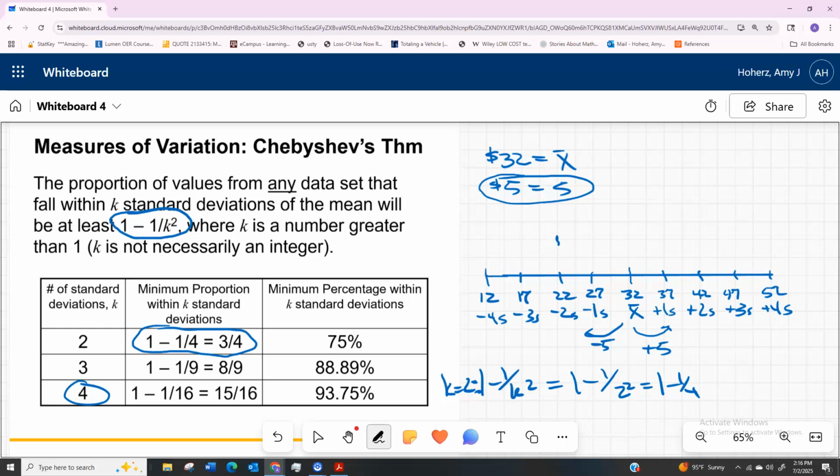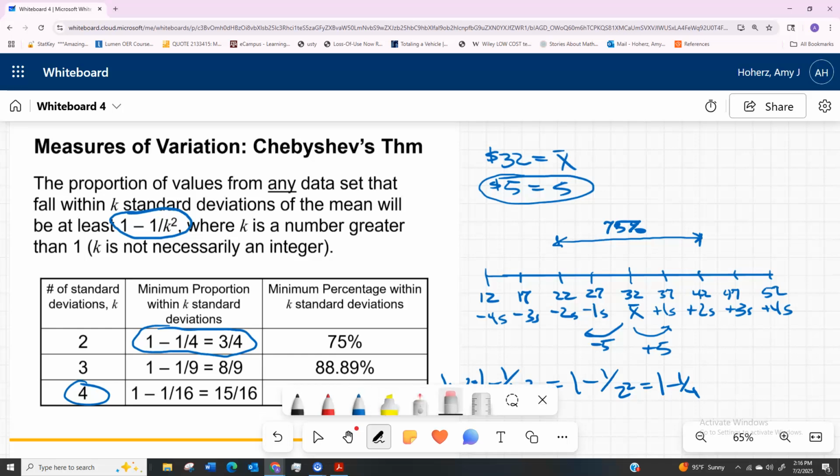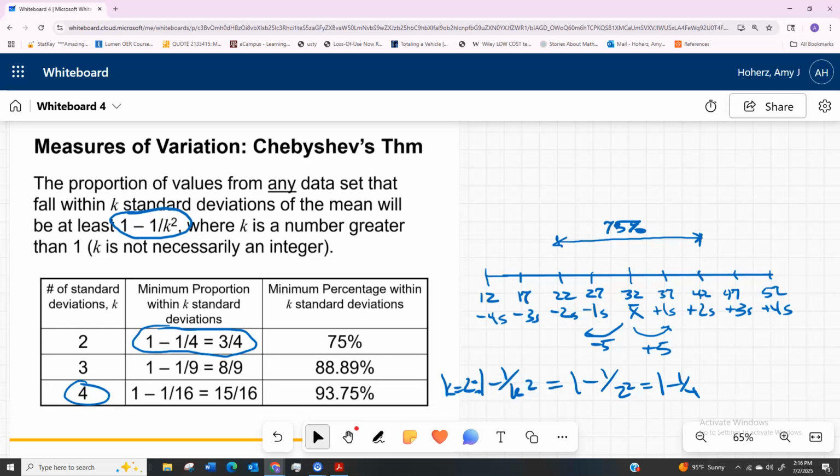From 2 standard deviations to 2 standard deviations, the absolute minimum amount of data that has to be between $22 and $42 for Dean's Pizza Store is 75%. So 75% of the data values had to fall between $22 and $42 in Dean's data set. If they didn't, it would have a different standard deviation. So we know from Chebyshev's theorem that at least 75% of the data values were between $22 and $42. Okay, I'm going to rewrite this because I wanted to get this out of my way.